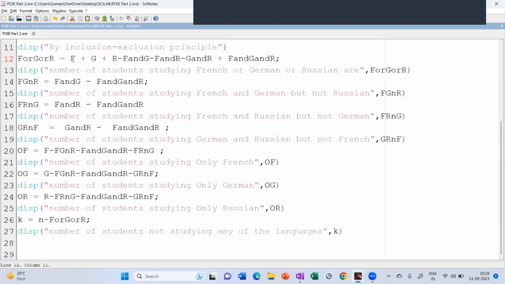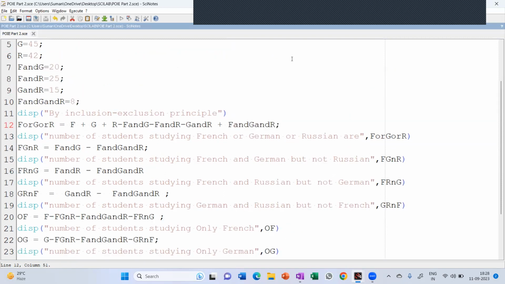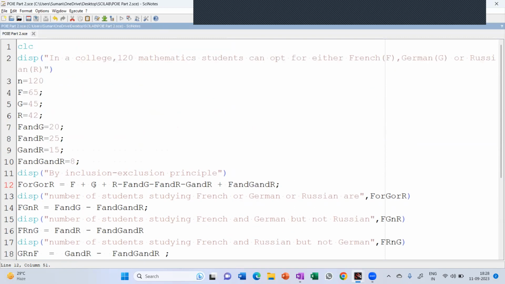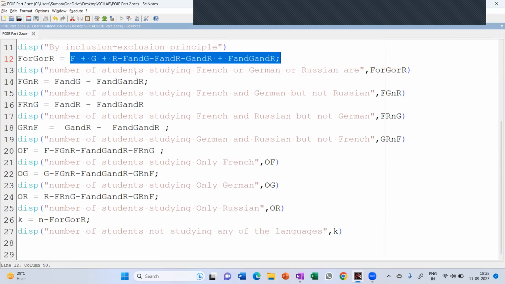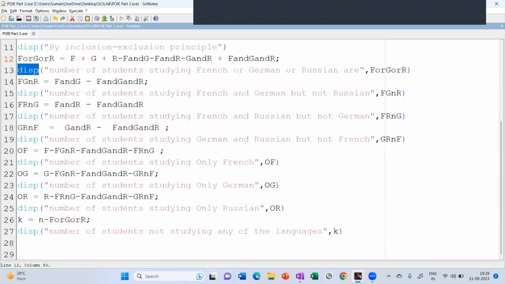All of you know the principle of inclusion-exclusion formula: F plus G plus R minus F and G minus F and R minus G and R plus F and G and R. All the variables we have defined previously will be taken by Scilab, and it will calculate the value using this formula. But it won't be displayed unless you give the DISP command. Because of the DISP command, the statement and the value will be printed on your console window.